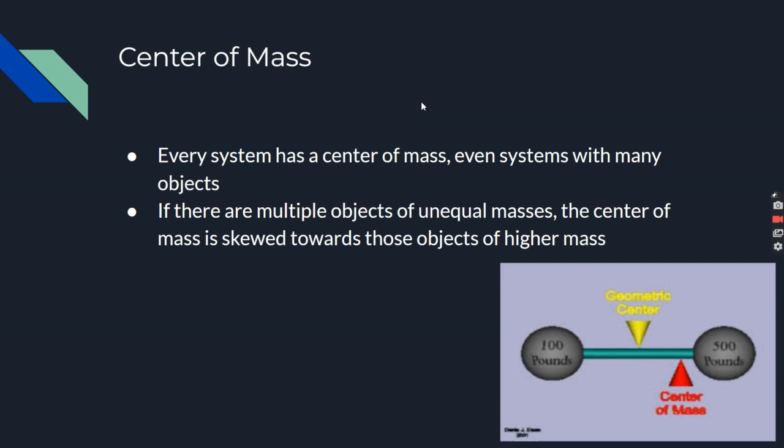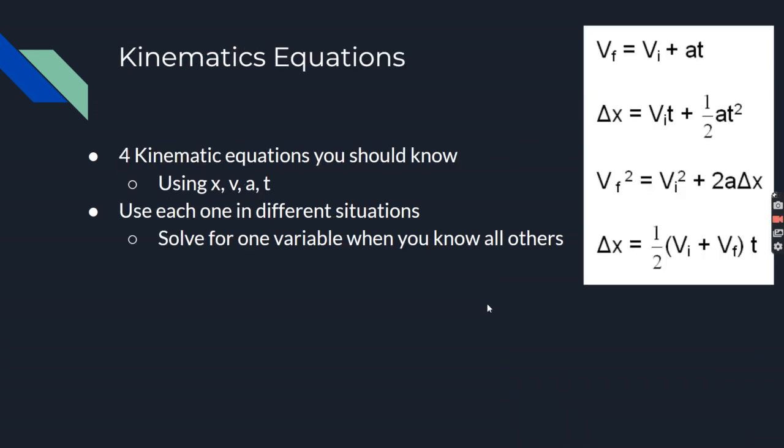So then you have center of mass, which is a very important concept. If you have an object in an equation in physics, you're just going to draw it as a dot, and that dot represents the center of mass of the object. If you have a system with multiple objects, you should know that the center of mass is going to be skewed towards the object with more mass or more weight. So in this case, the center of mass will be closer to the item of 500 pounds compared to the one of 100 pounds.